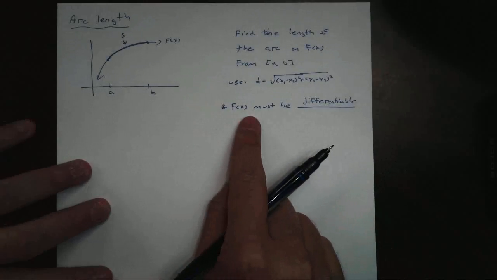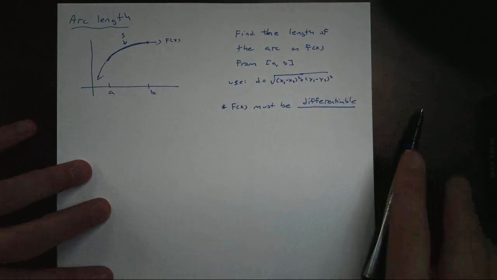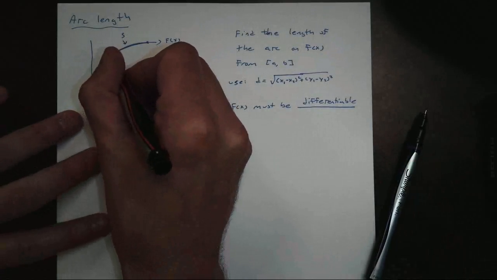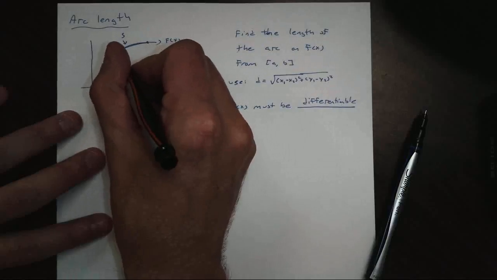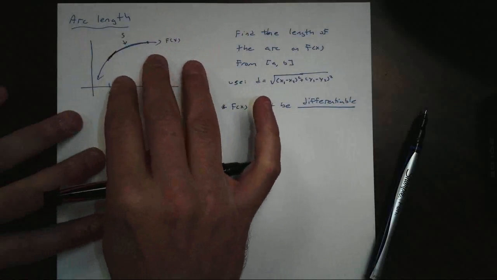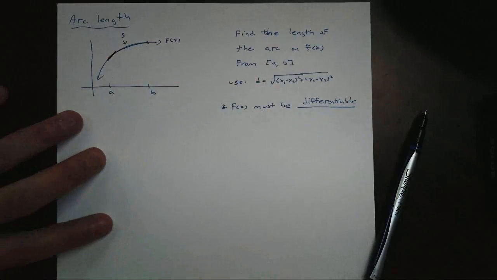Now, if the function is differentiable, what we're going to do is take our arc and break it into little tiny segments, like so. Little tiny segments of it. Now, the smaller the segments, the more linear it becomes.